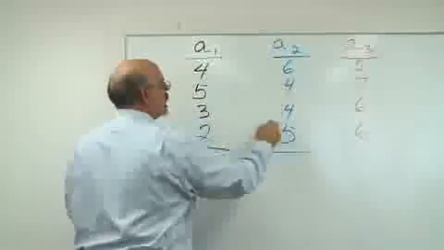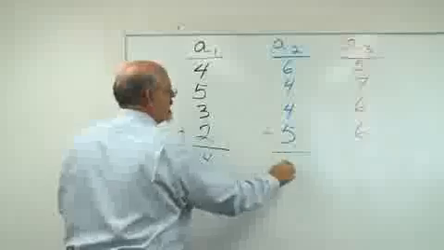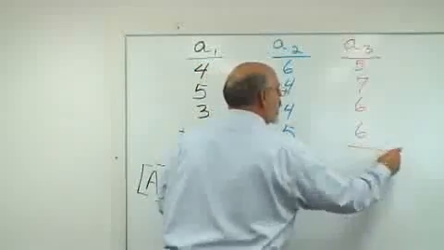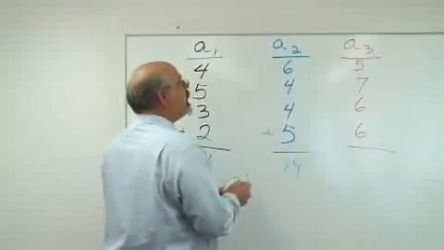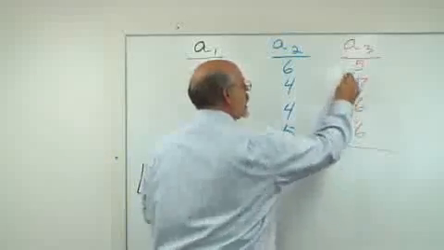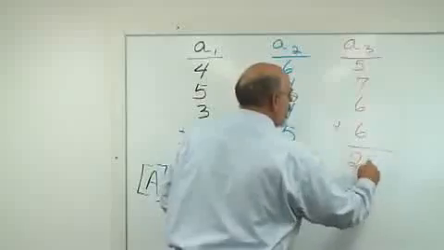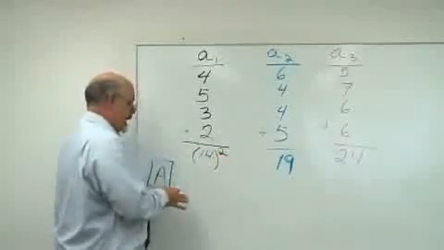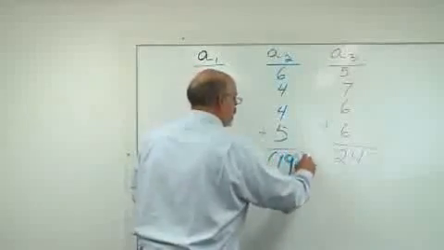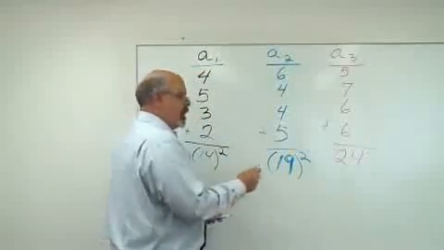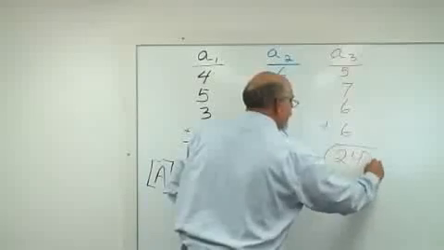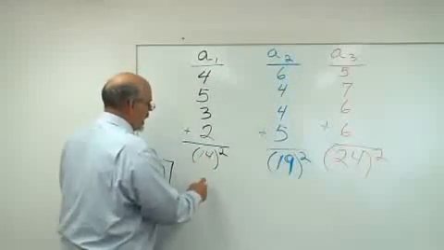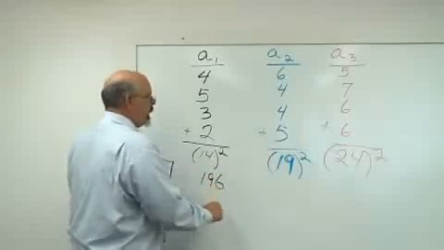This looks like 19. This looks like 24. Then you square them. It's very methodical. 14 times 14, I believe, is 196.